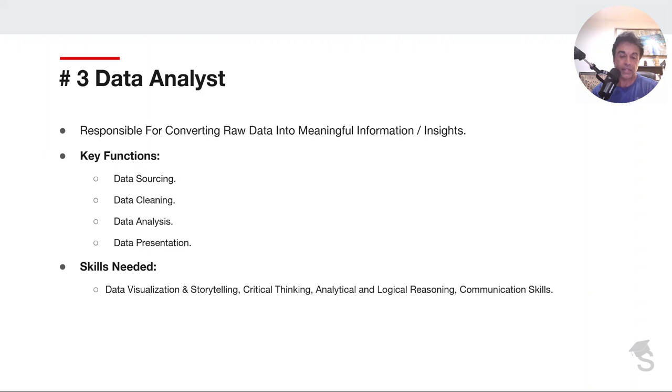Now, as the title says, data analyst. Data analysts are responsible for analyzing the data. Well, that's not a very good explanation, I believe. Let me put it this way. As far as the functions are concerned, a data analyst collects data from multiple sources. They clean the data, meaning they standardize the data, and using tools like Excel, SQL, and data visualization tools like Power BI, Tableau, or any similar tools, they convert the raw data into meaningful information or insights.